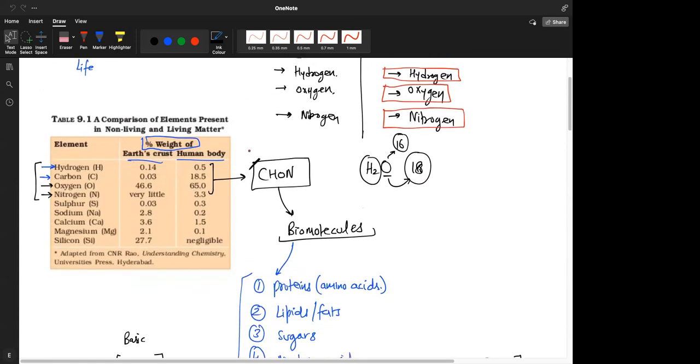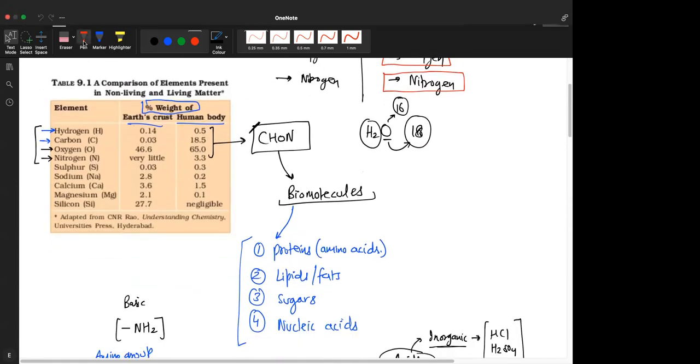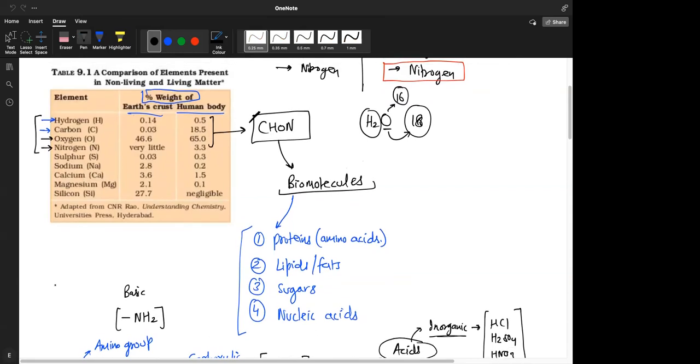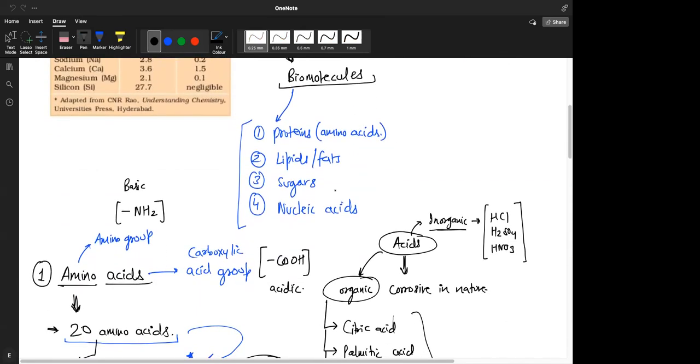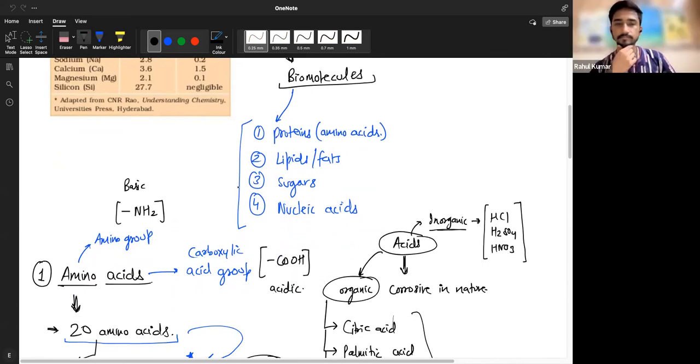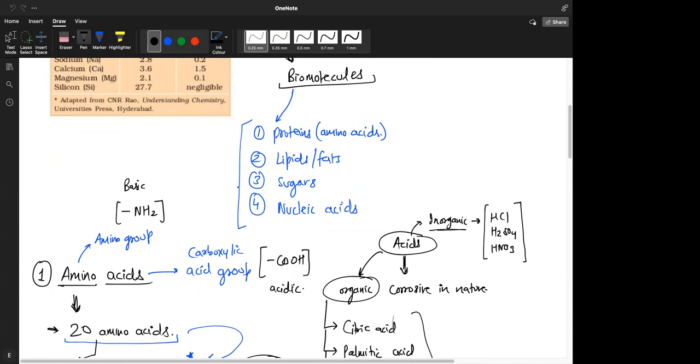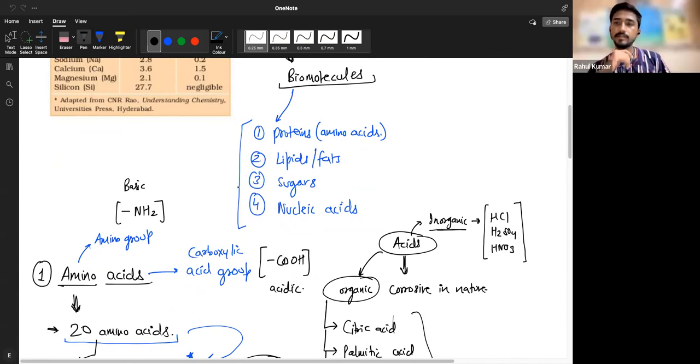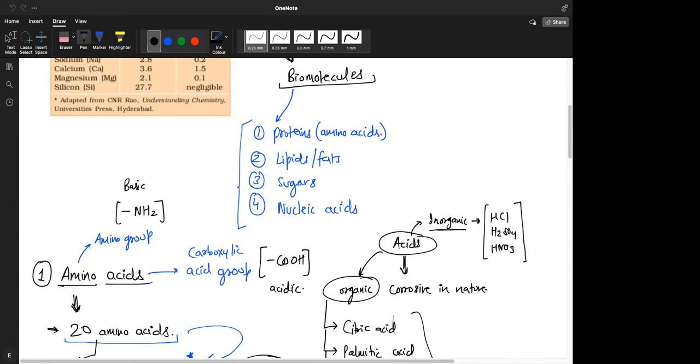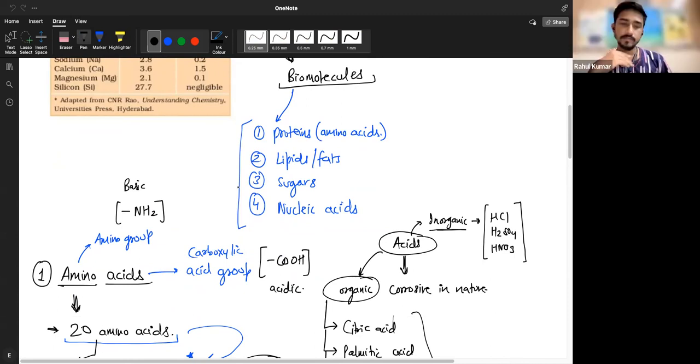Then we studied about proteins. Biomolecules are classified into proteins, lipids, sugars, and nucleic acids. First we discussed amino acids. It has an amino group and a carboxylic group. What are amino acids? It is the building block of every protein.